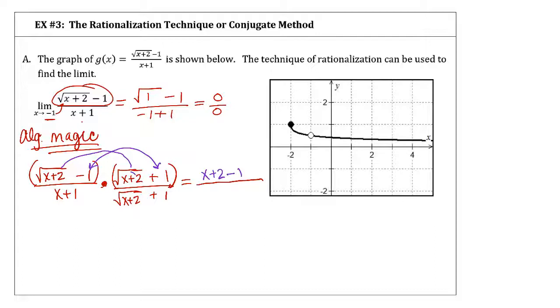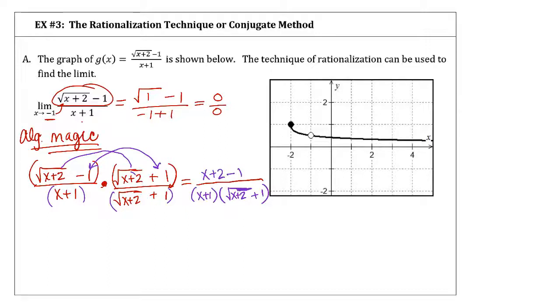Now what about the denominator? Well, this is a bunch of ugly stuff, so I'm just going to bring over my x plus 1. I'm not going to multiply it out. In calculus, you do as little number crunching and algebra as possible. So I'm just going to bring that over. I know it's lazy, but that's what I'm going to do.